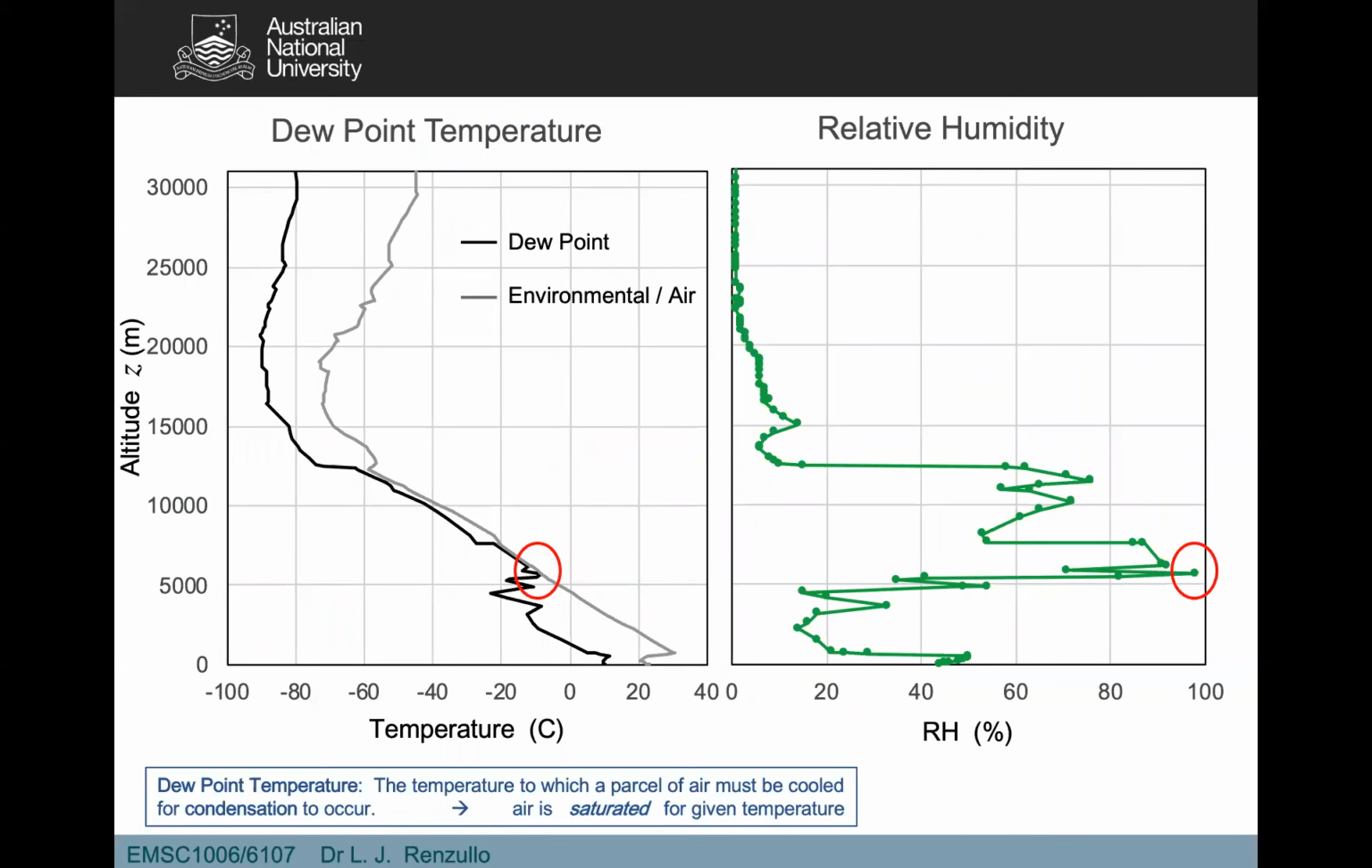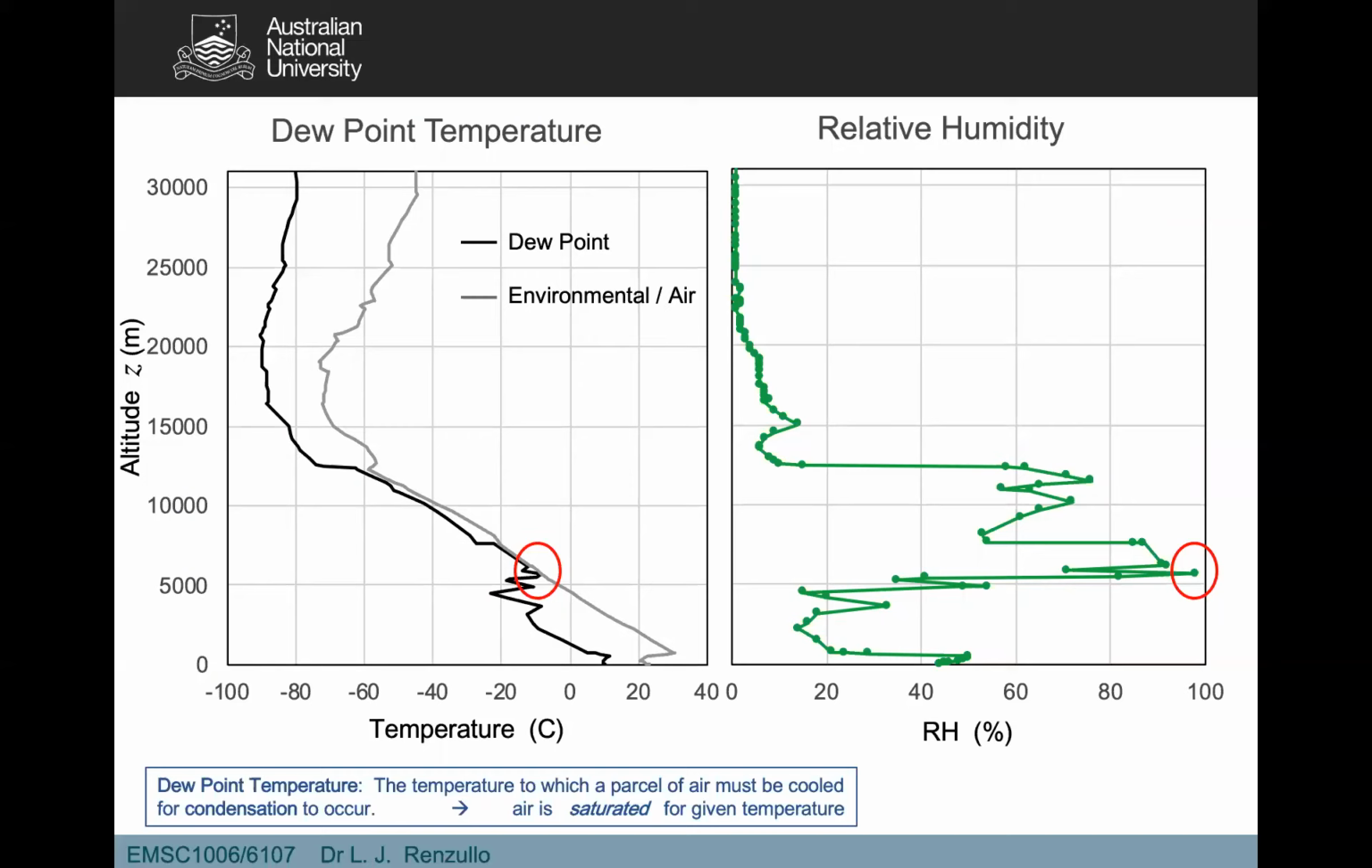So here's another illustration of radiosonde data. These are the same data from the Perth radiosonde showed earlier. On the left, we have the air temperature in grey, generally decreasing with altitude up to the tropopause, and then changing behaviour. Also plotted in black is the dew point temperature. That's the temperature at which you have to cool the air down before that air becomes saturated.